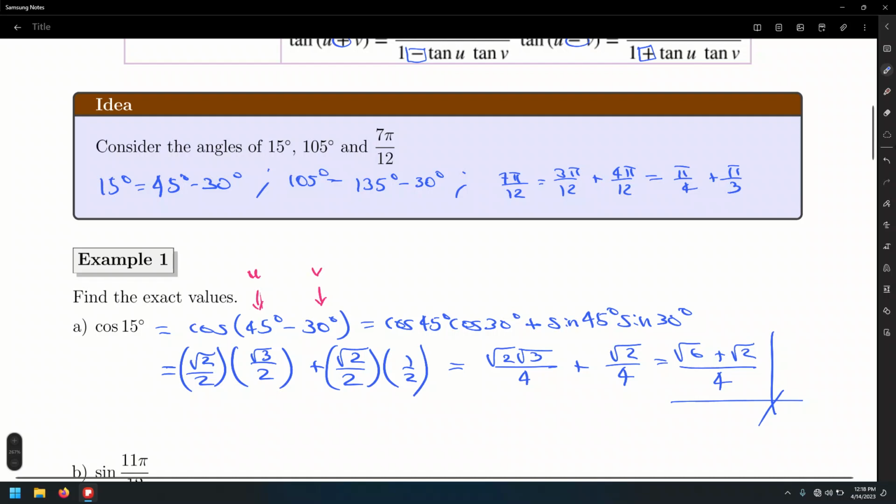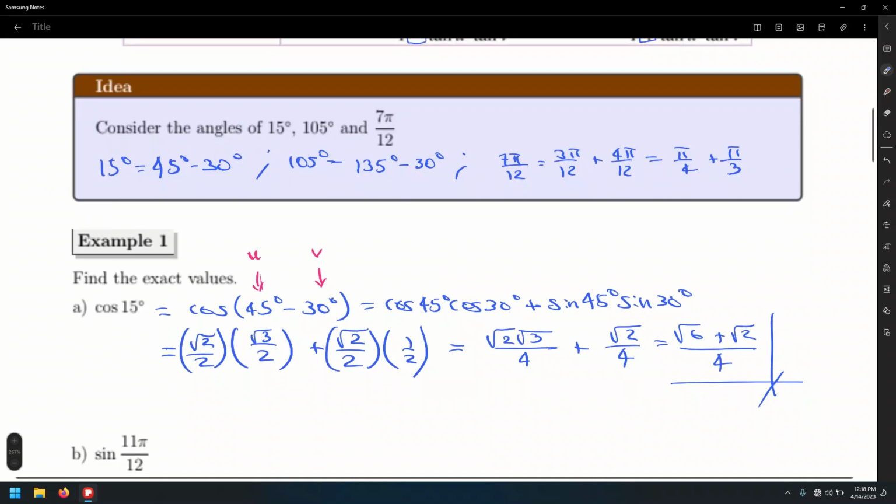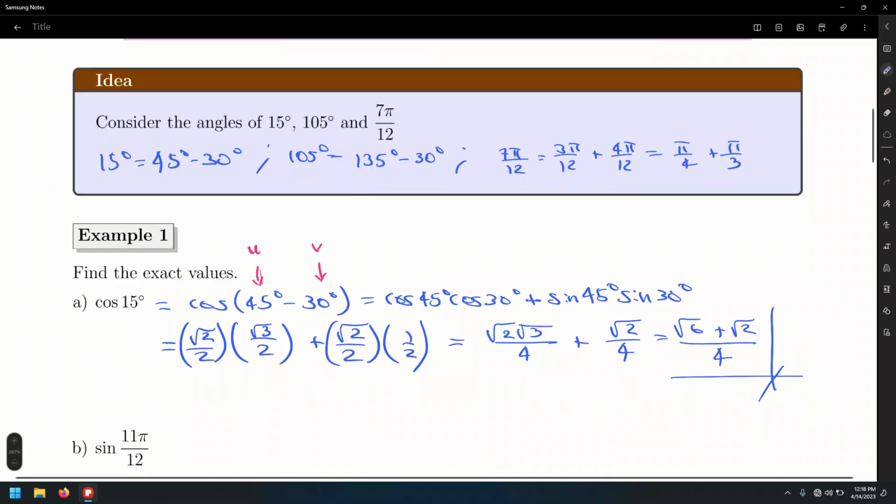And that's the final answer. So we're going to be asked to express this in terms of an exact answer. Root of 6 plus root of 2 over 4, not decimal. So of course it could be really easy to just go to the calculator, evaluate it in degree mode, and get a decimal answer. But we want this in terms of radicals.